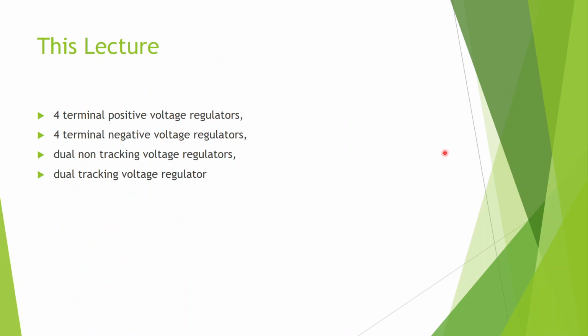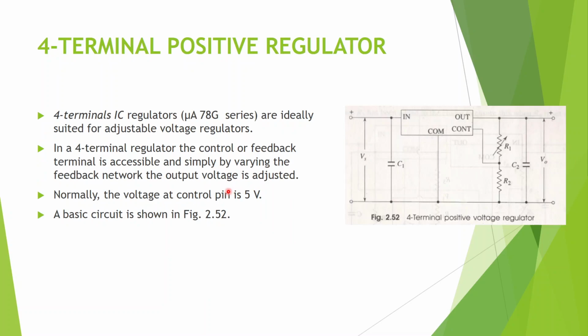So in today's lecture we will be studying about 4 terminal voltage regulators, and in 4 terminal voltage regulators we shall study 4 terminal positive voltage regulators and 4 terminal negative voltage regulators. Then we shall study dual voltage regulators, that is voltage regulators which give us 2 different voltages, and in that we shall study non-tracking voltage regulators and tracking voltage regulators. So let us begin with 4 terminal positive regulator.